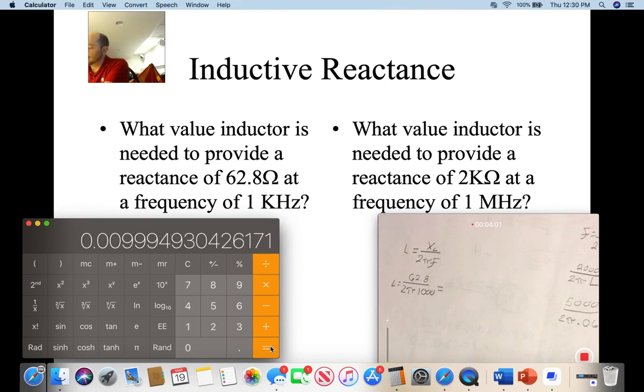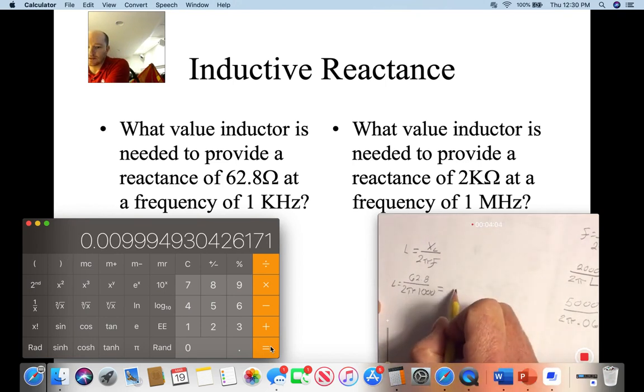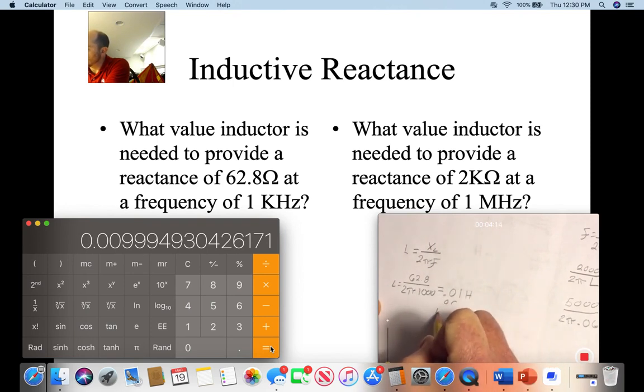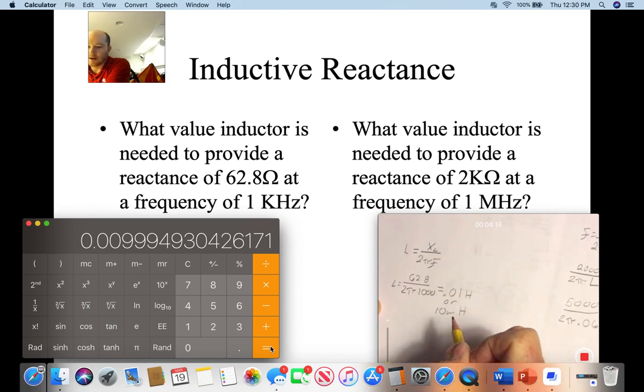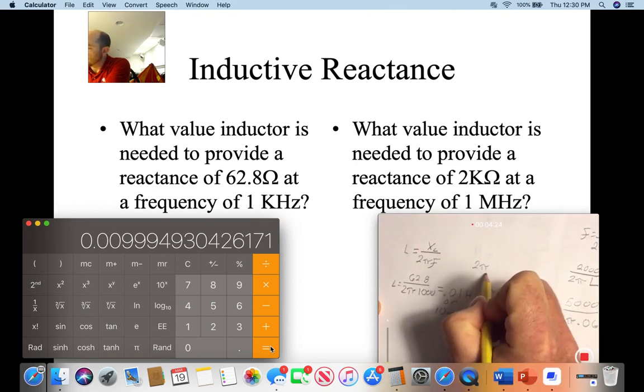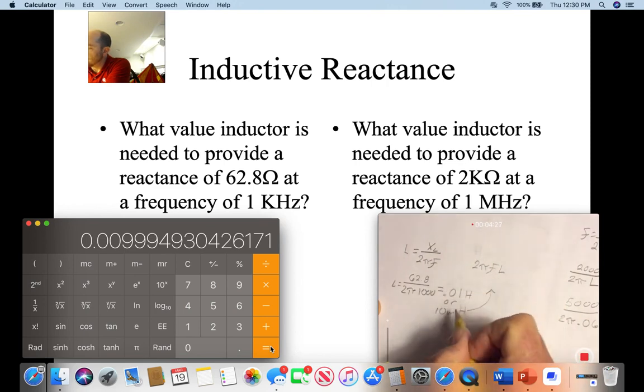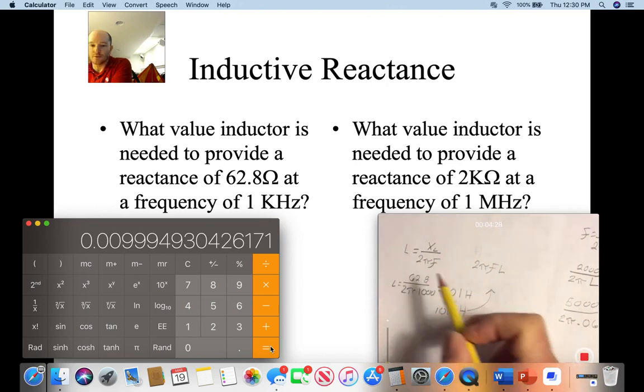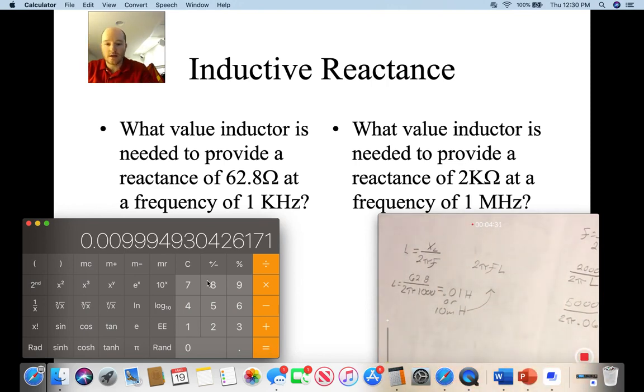It's saying here that my inductor value needs to be about 0.0, we'll just round up, 0.01 Henry, or 10 millihenry. Okay? Now, if I want to verify this, I can just run this 2 pi FL, and I would see if I get 62.8. Let's go ahead and do that just to verify.